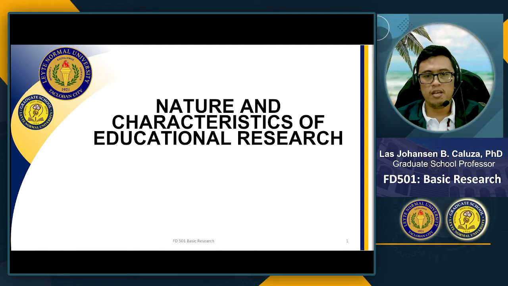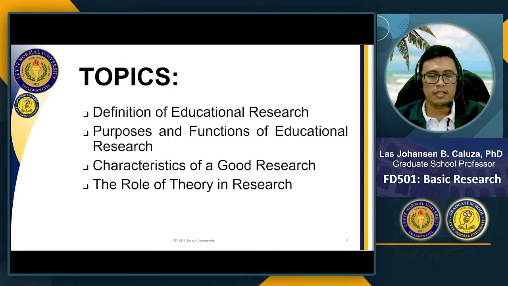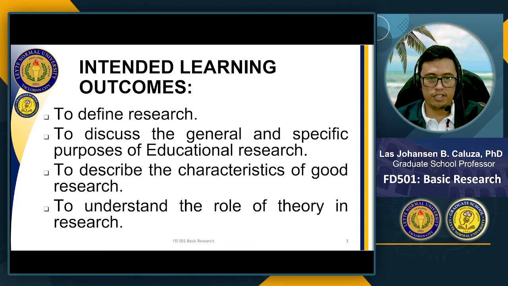Our topic for today is about nature and characteristics of educational research. The topics in this chapter are the following: definition of educational research, purposes and functions of educational research, characteristics of a good research, and the role of theory in research.